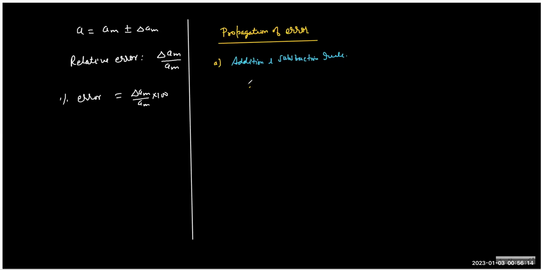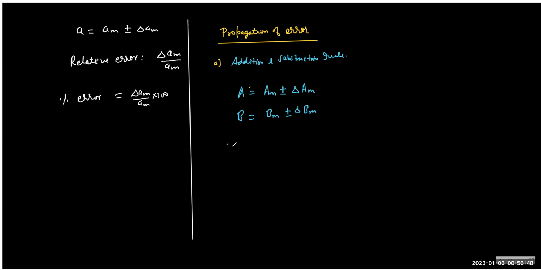So to demonstrate this rule, I'll take two measurements. Let's call the first quantity capital A. You are trying to measure A and you get the answer A mean with some uncertainty of value delta A mean. You're trying to measure B, another quantity, and of course dimensionally they are the same. Then we have B mean with uncertainty of value delta B mean.